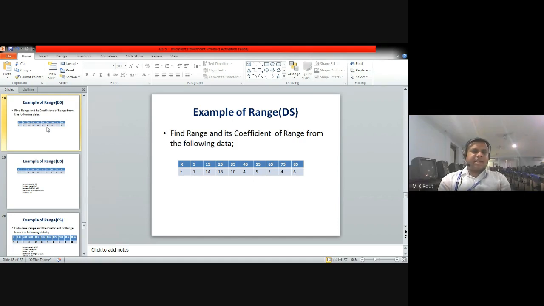5, sir. In case of discrete series, you never go for calculating the largest value or smallest value from the frequency tables, because your variables are already given. That is 5, 15, 25, 35, 45. So from the x variable table, you already find the highest value is 85 and the lowest one is 5. So what is the exact answer for range?